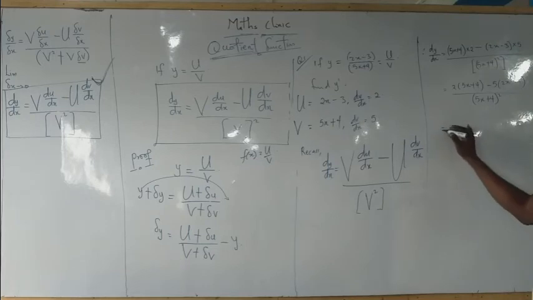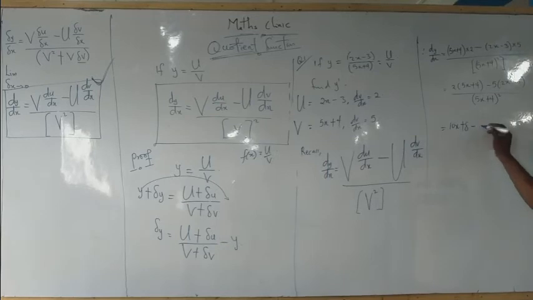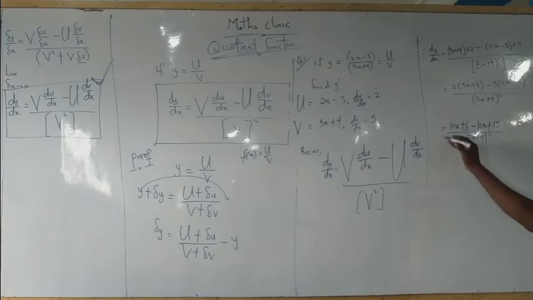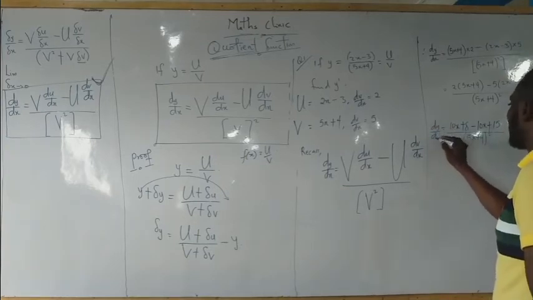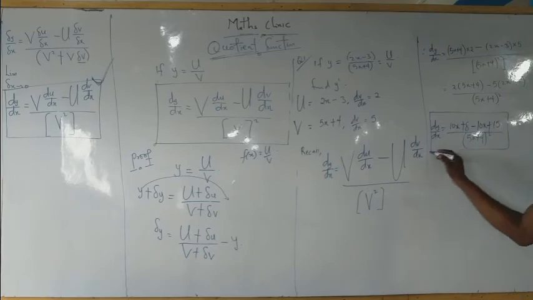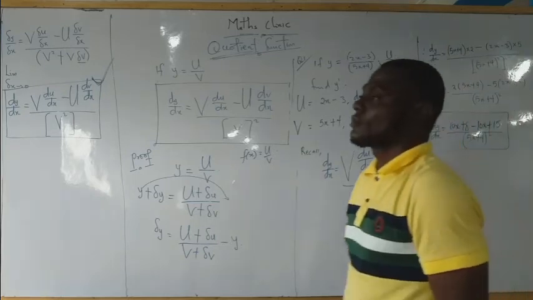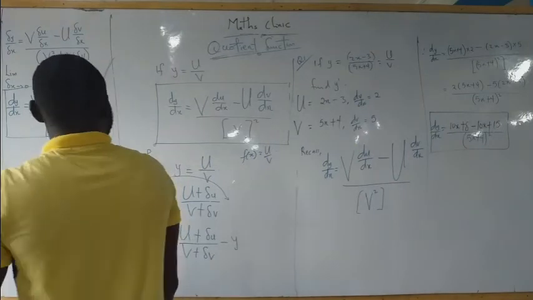So now open the bracket. This will give us 10x plus 8. 2 times 5x is 10x, 2 times 4 is 8. Minus 5 times 2x, that's minus 10x. Minus times minus is plus, 5 times 3 is 15. Everything is upon 5x plus 4 all raised to the power of 2. And that will be your dy upon dx. So you can choose to expand this or you leave it that way.